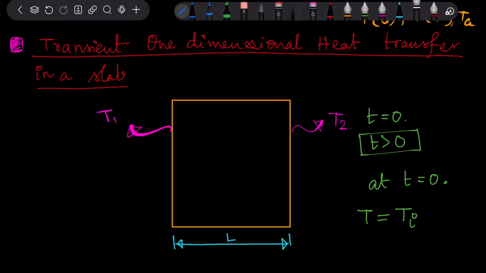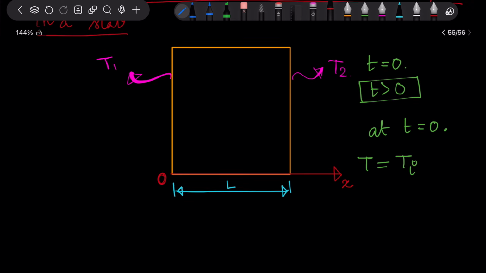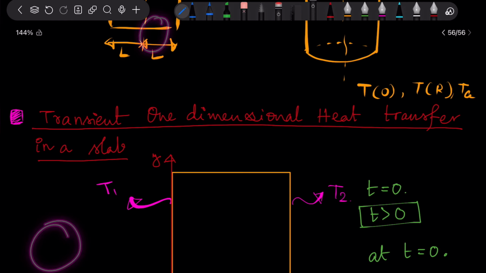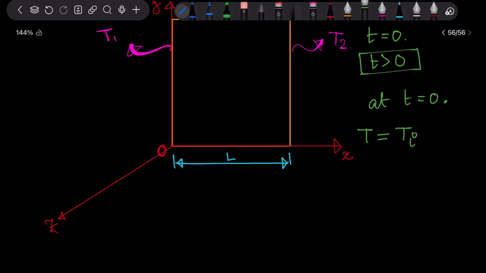Here I was saying that you should choose your coordinate system in such a way that the calculations as well as the mathematical description of the problem are simplified as much as you can. Here, as far as I see, I can choose this as my x, and this is my origin, and obviously this is my y and this is my z. But here y and z are not important because it is a one dimensional heat transfer in the x direction. Clear, in the x direction.